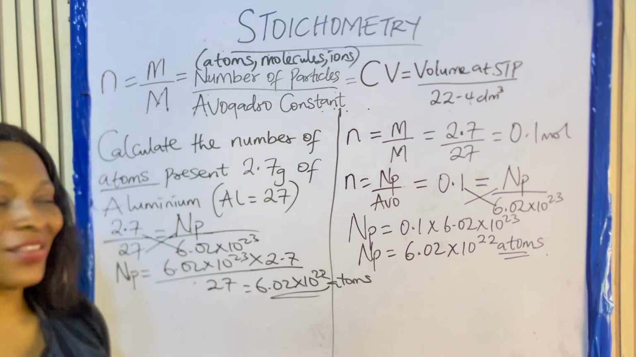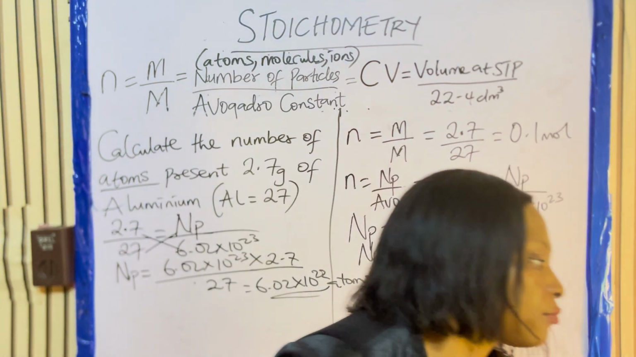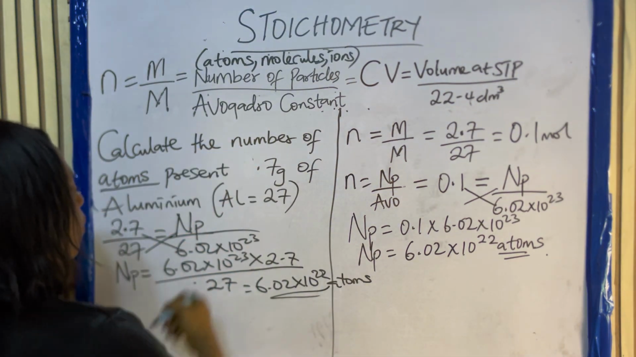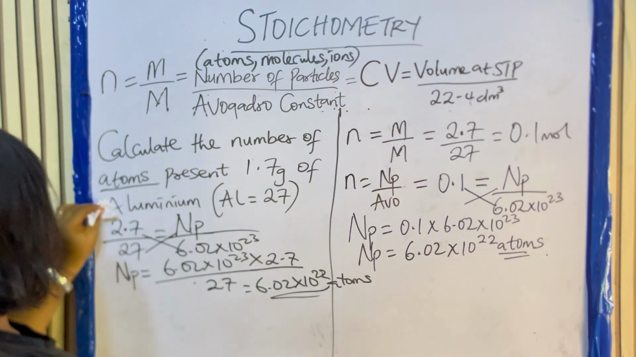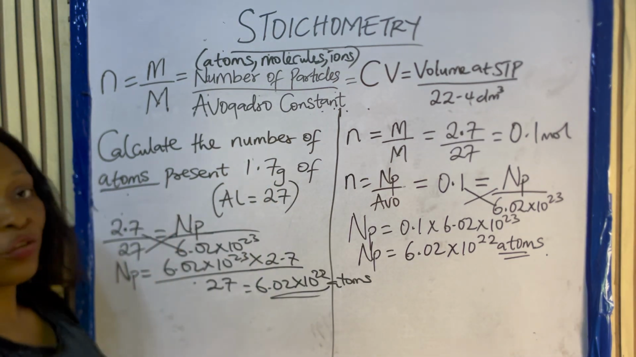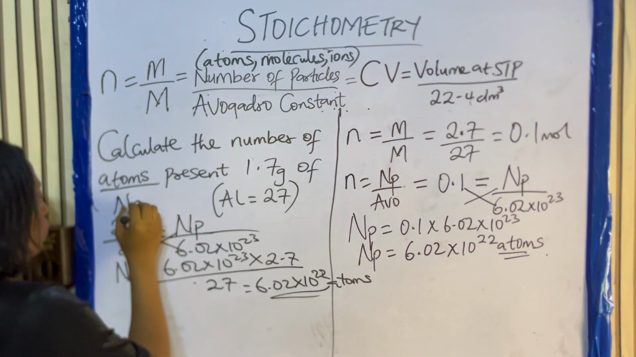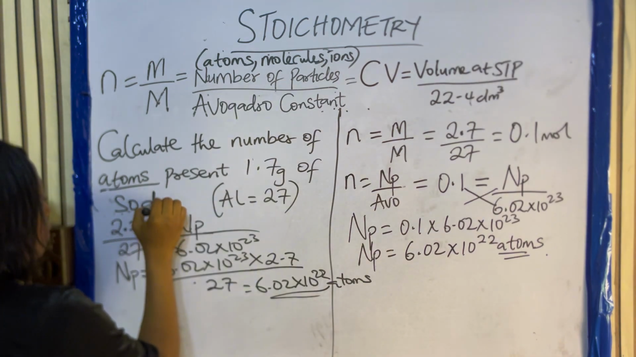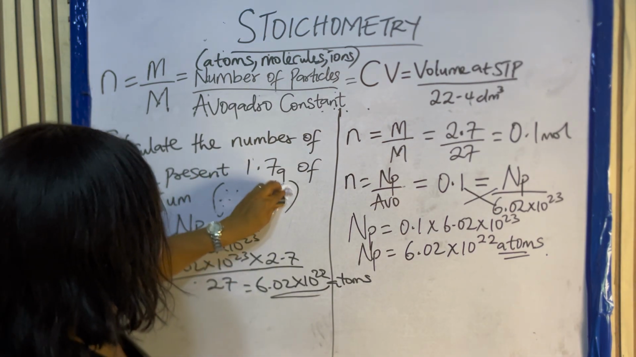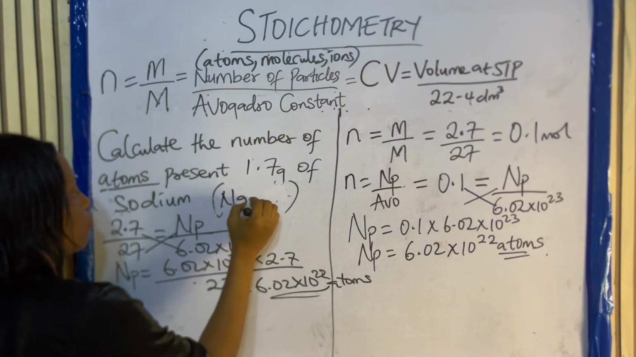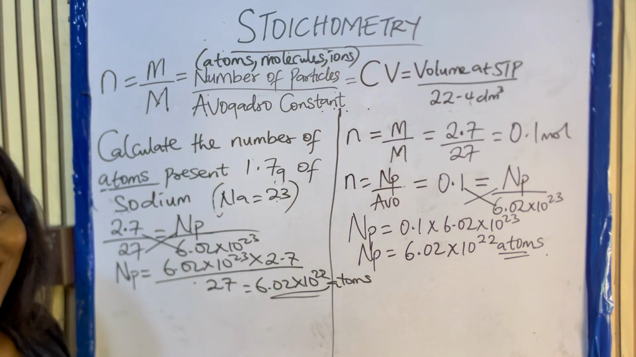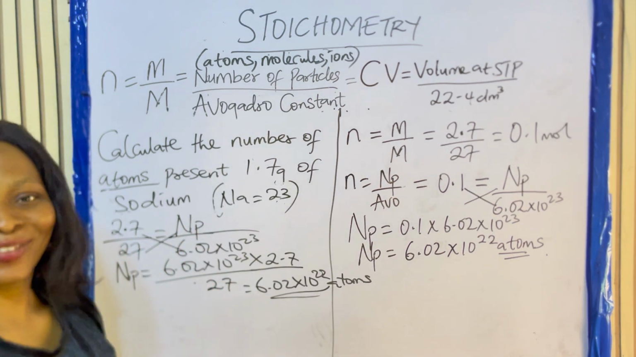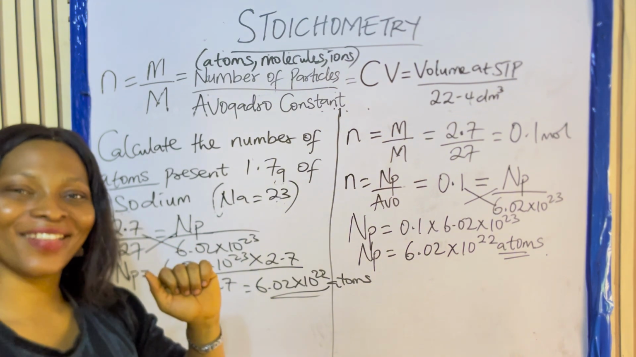Okay, I would like you to solve this. Assume this is now 1.7 and this is no longer aluminium. You now have sodium. And the molar mass of sodium is 23. So what will be your answer? Calculate the number of atoms present in 1.7 gram of sodium. Let me have your answer in the comment section.